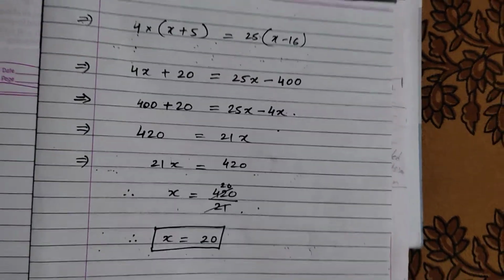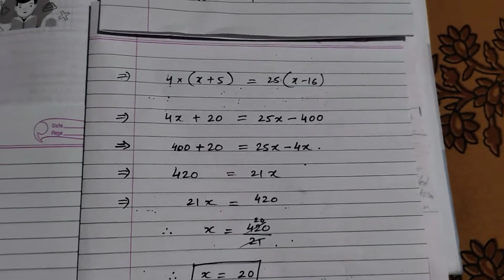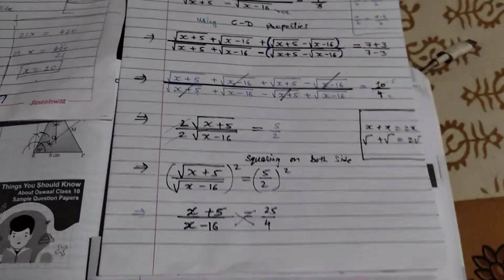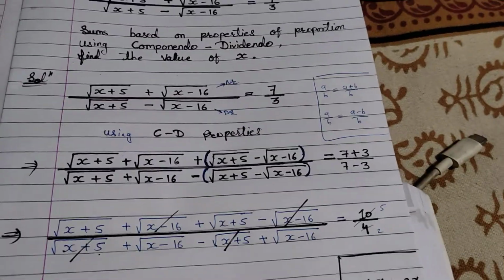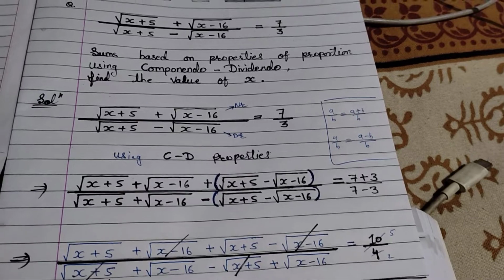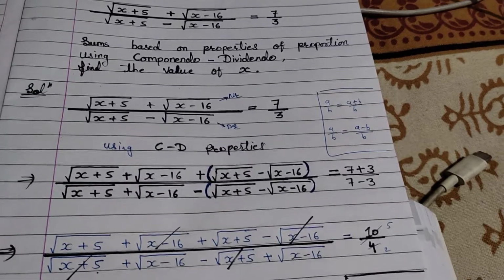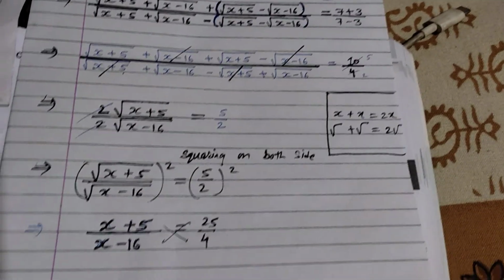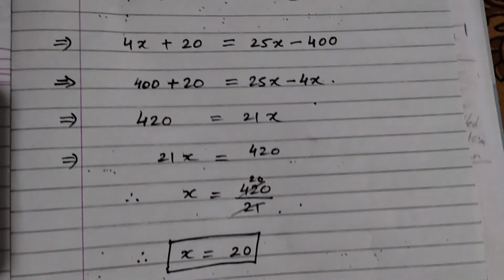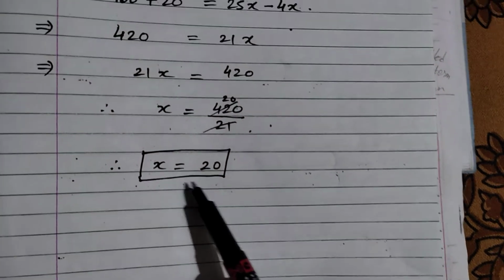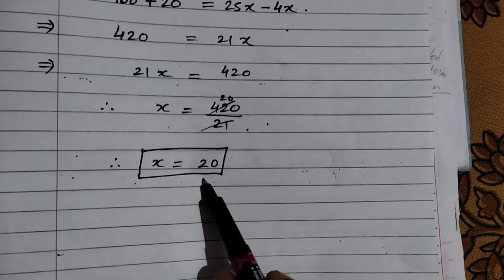I hope you understand this simple topic, ratio and proportion. The question said find the value of x by using the property of componendo and dividendo, and by using this property we calculated and got that the value of x is equal to 20.